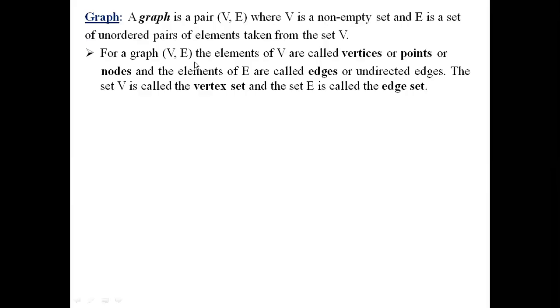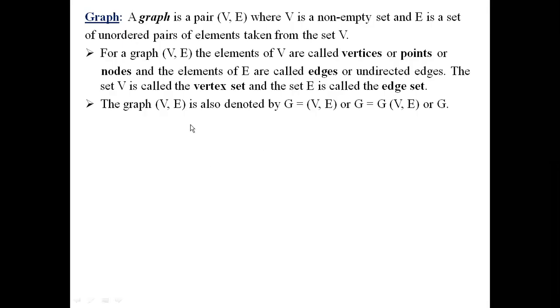For a graph (V, E), the elements of V are called vertices or points or nodes, and the elements of E are called edges or undirected edges. The set V is called the vertex set and the set E is called the edge set. So a graph is in turn a pair (V, E), where V is the vertex set and E is the edge set. The graph (V, E) is also denoted by G = (V, E) or G = G(V, E) or simply G.